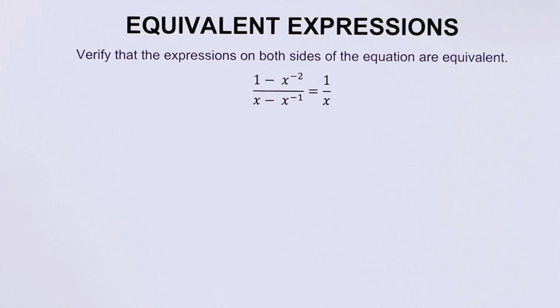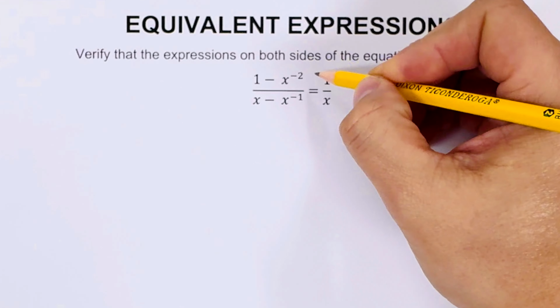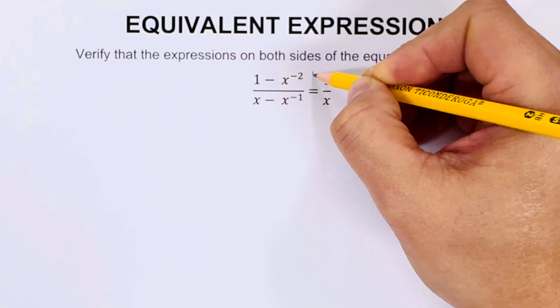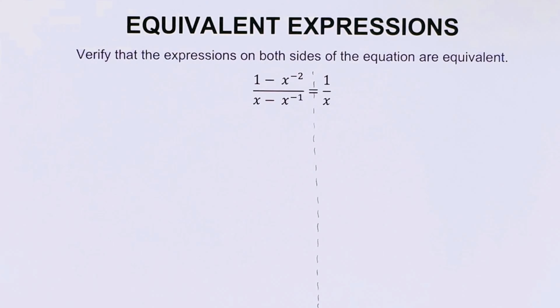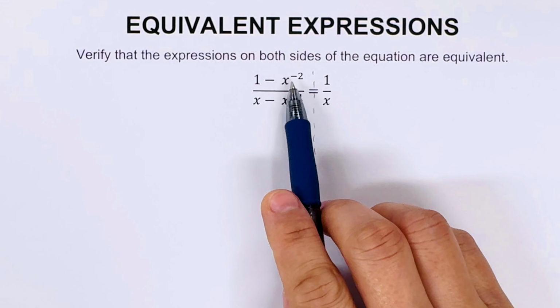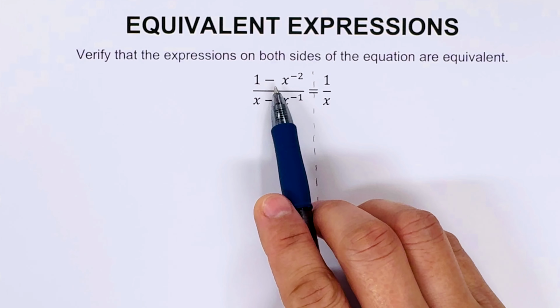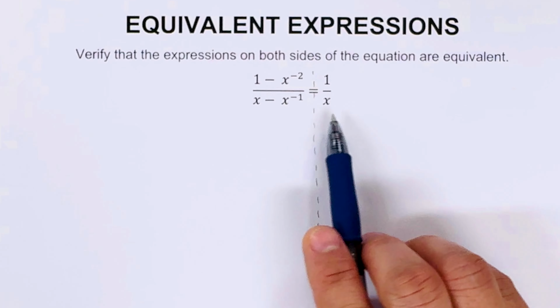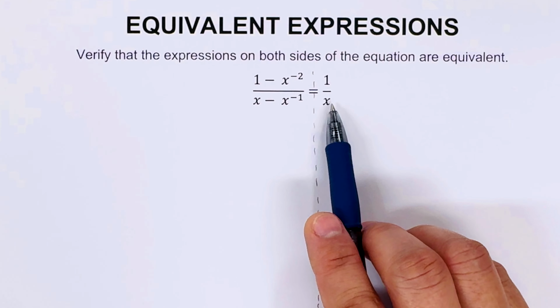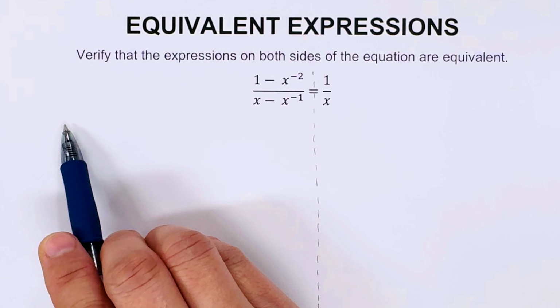In order to verify if both sides of the equation are equivalent expressions, we can work on one side and find out if that side is equivalent to the other side. So I'll go ahead and write this division for these two sides right here. We're going to work this left expression out and see if it comes out to 1 over x. So I'm just going to rewrite that down here.